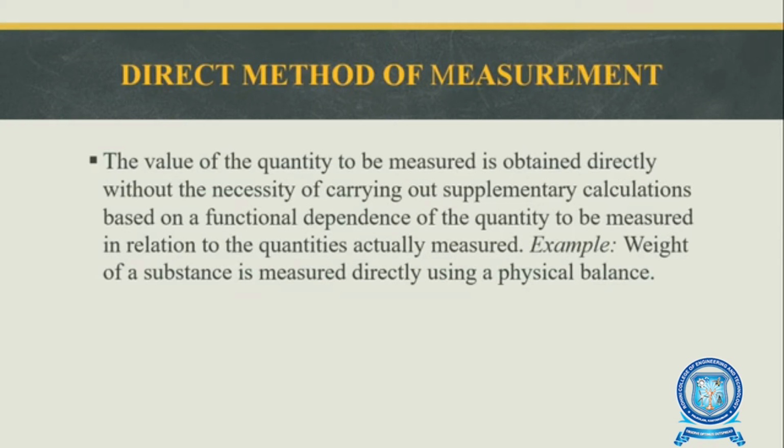Some of the instruments from which we get the output value directly are measurement by scales. The normal scale, we can get the measurement directly from the object. Then vernier calipers, micrometers for linear measurement, bevel protractors for angular measurement. These are the instruments from which we can get the value directly from the object.